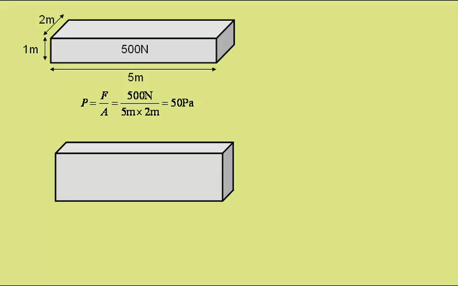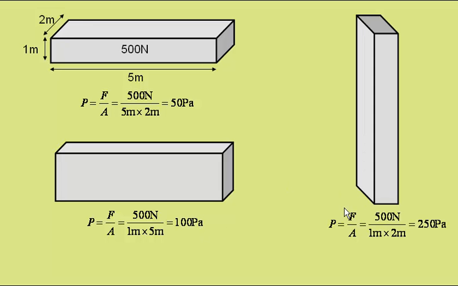If we rest the block on this face, its pressure is still force over area. The force is still 500 newtons, the area is now 1 meter by 5 meters, so it now exerts a pressure on the ground of 100 pascals. The area going from this face to this face is halved, and so the pressure has doubled. If we now upend the block like this, the force is still 500 newtons, but now the area is 1 meter by 2 meters, giving a pressure of 250 pascals. So you see, as the area reduces, the pressure increases.